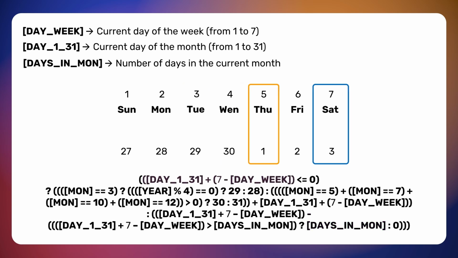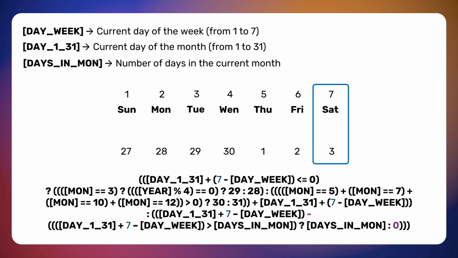Another case. 1 plus 7 minus 5 equals 3. So, again, we fall in the otherwise part of the expression. 3 is, for sure, not greater than the number of days in the current month. So, we subtract 0 from it, which gives us 3, the correct day for Saturday.